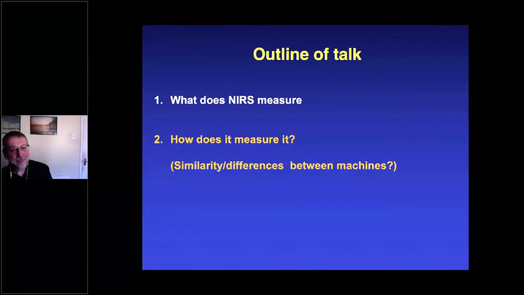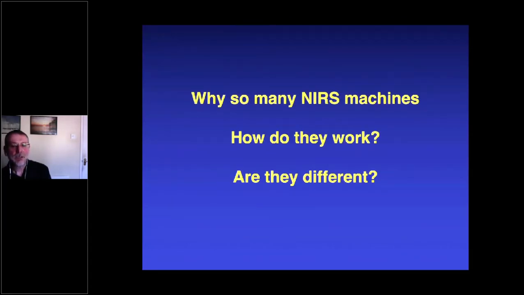So what does near-infrared measure? How does it measure it? And what are the similarities or differences between machines? Why are there so many machines? How do they work? And are they different in any meaningful way?